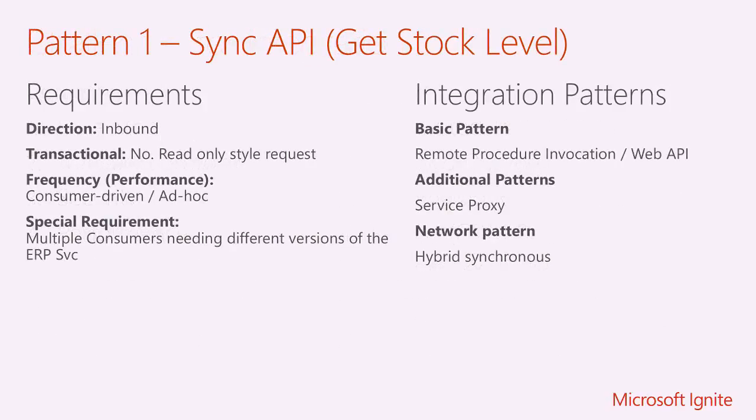So let's go into the first pattern, synchronous API, the one we're going to use to get a stock level, or for the online store to call so that it can know what the latest stock level is. It's inbound, so it's kind of coming back to on-premise. The first two patterns are very hybrid style integration patterns. So I would say this one is a hybrid synchronous pattern. I think the old pattern name was remote procedure invocation.